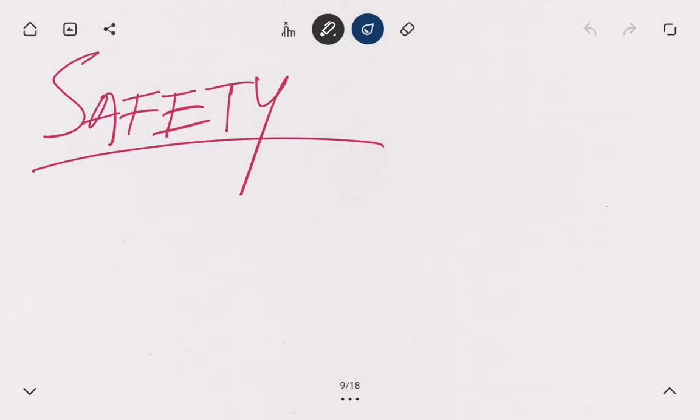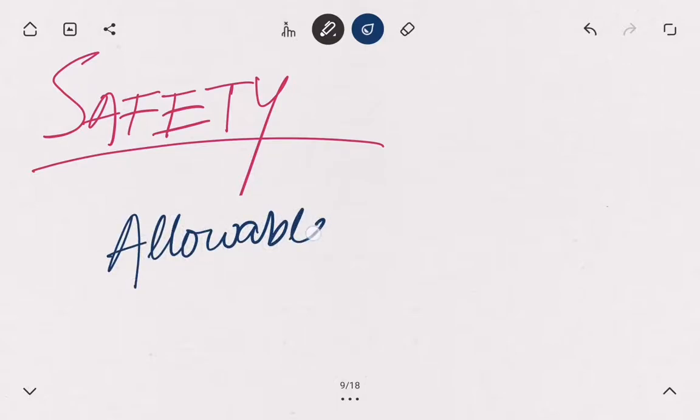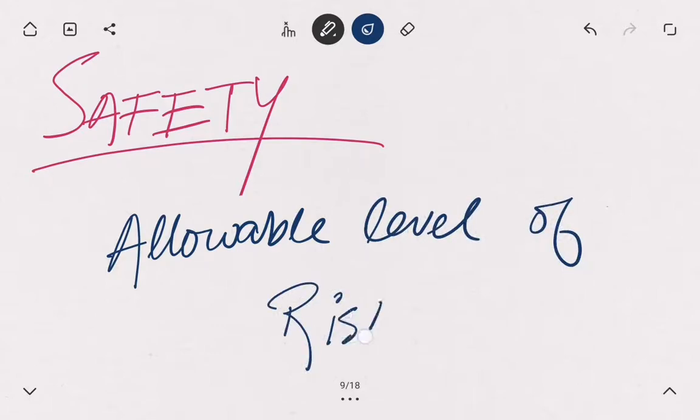So the word safety, yes, this is a very fundamental term that we use, but sometimes we don't know the exact meaning or the concept behind this word in safety engineering. So safety is basically the allowable level of risk.